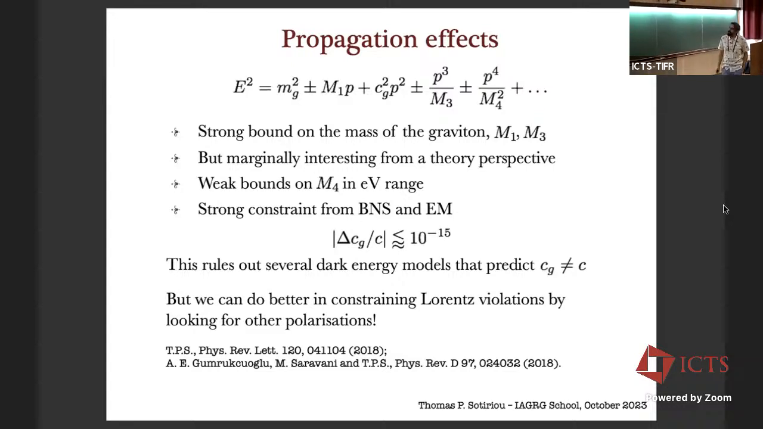And of course, the strongest constraint comes from the speed of gravitational waves on its own. You can constrain the other things. So you get a strong bound on the mass of the graviton, on M1 and on M3, these energy scales, right? Constraints from here onwards start becoming quite weak because the energy of the waves, I mean, these gravitational waves, is very, very low.